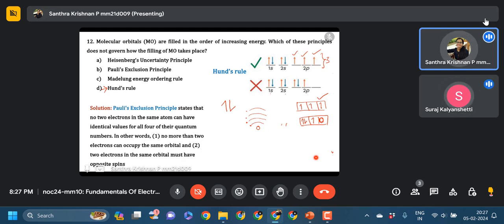So basically all four quantum numbers, including spin, should not be the same. That is Pauli's exclusion principle. Okay, got it.